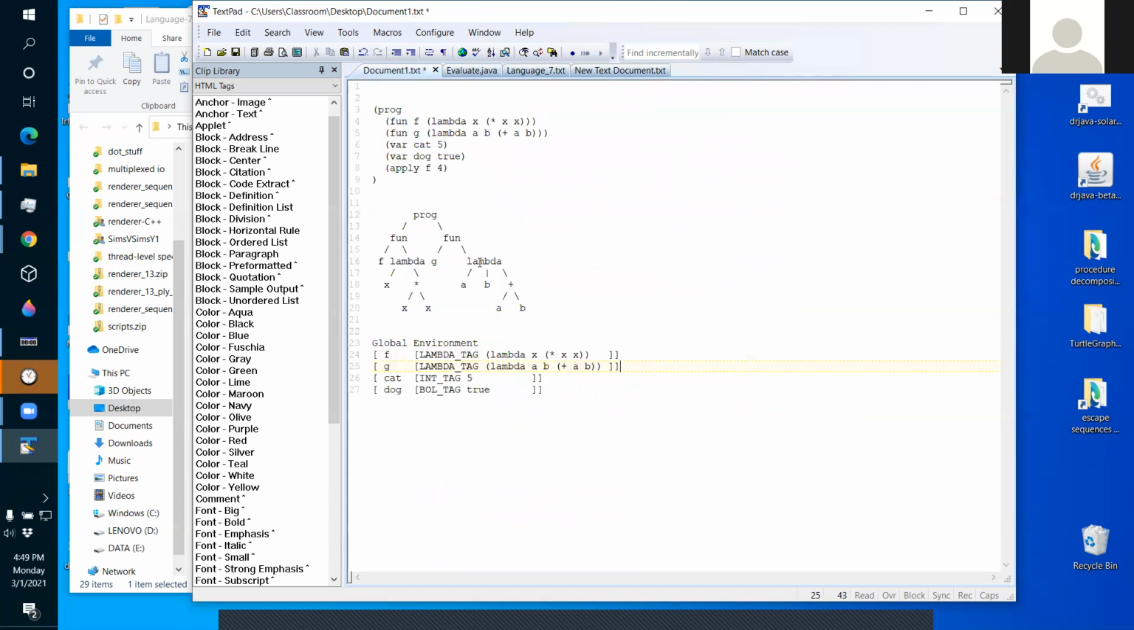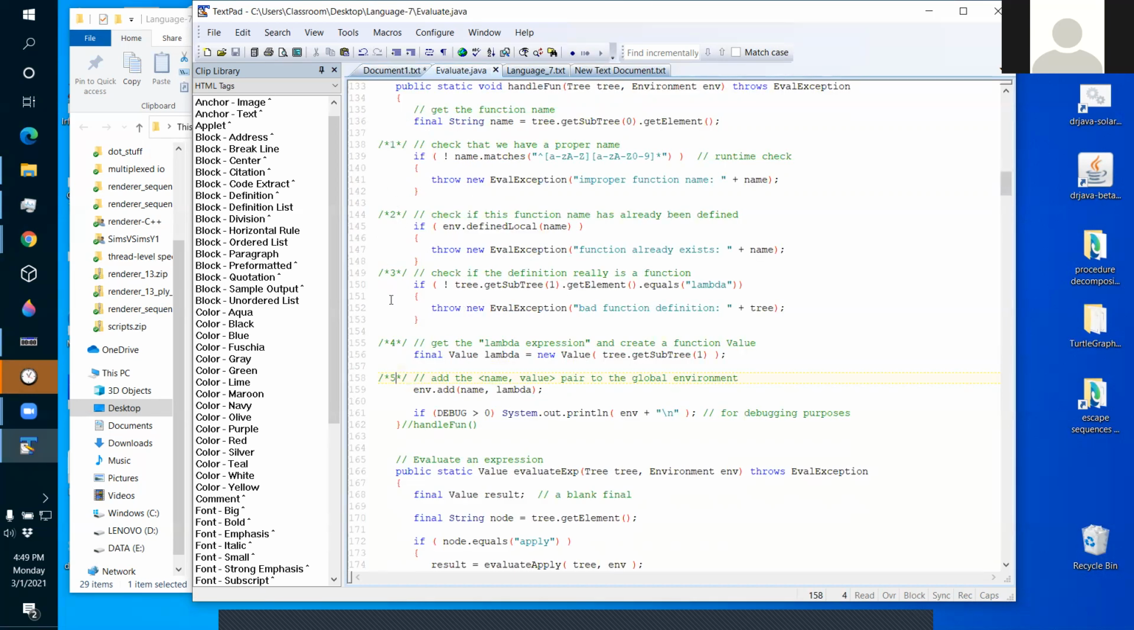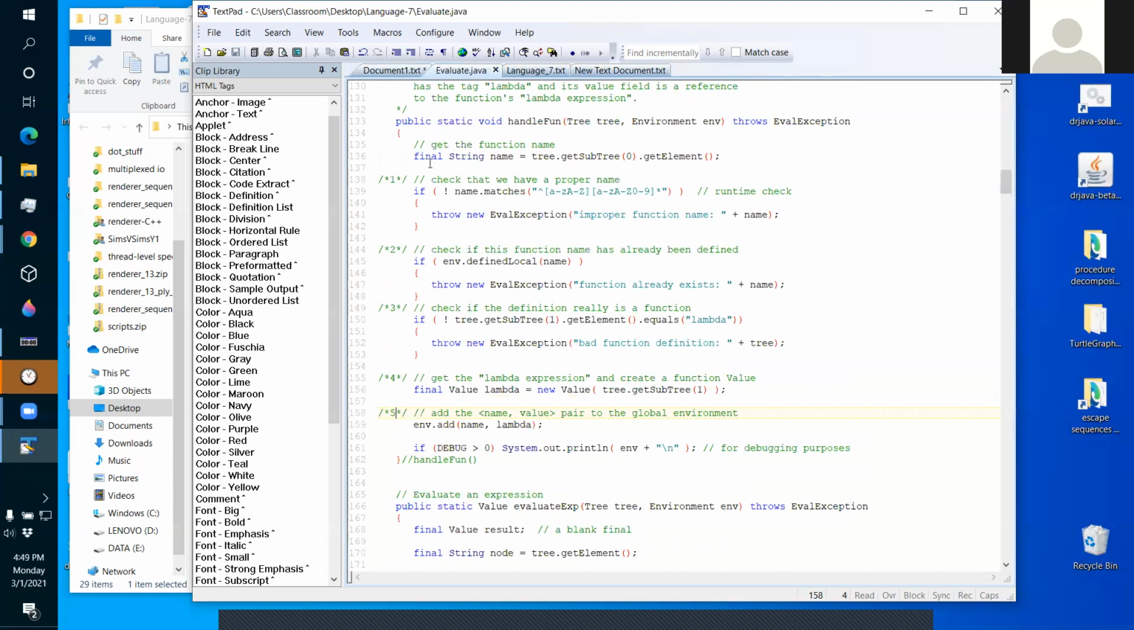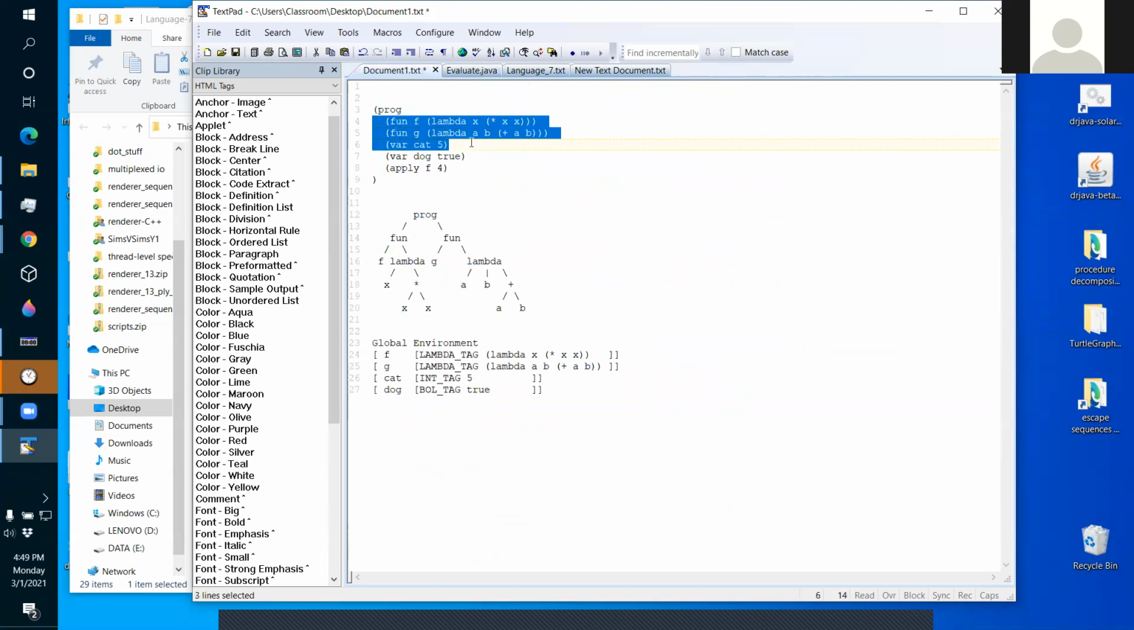Okay, so create that lambda value with the lambda tag, then add it to the environment. So check that there's a variable name, step 1. Step 2, check that it's not already been defined. Step 3, check there's really a lambda. Step 4, build this value object. Step 5, put it in the environment. So there's the 5. That's how you handle a lambda expression. That's how you handle this part of the language.